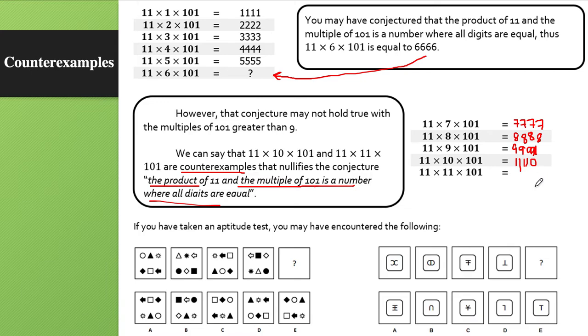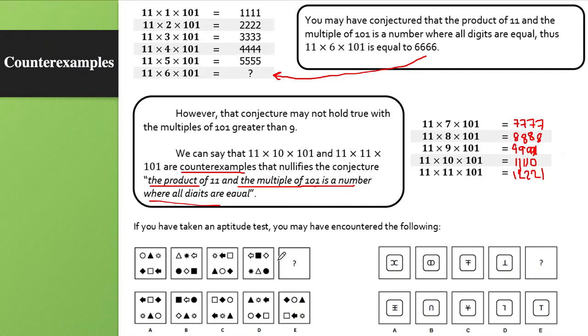So for 11, it even got worse. That's 1 2 2 2 1 1 2 2 2 1. So the conjecture does not hold for integers greater than 9. These are examples of counterexamples, actually.